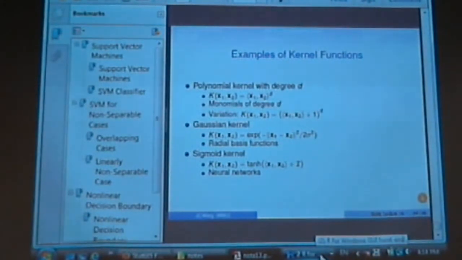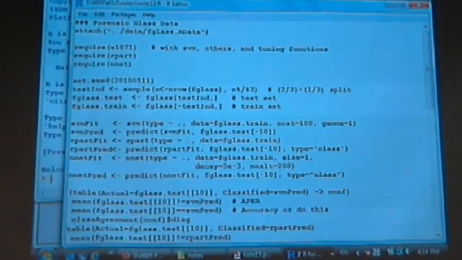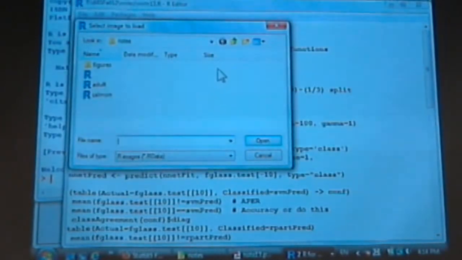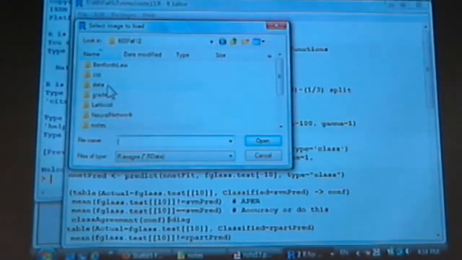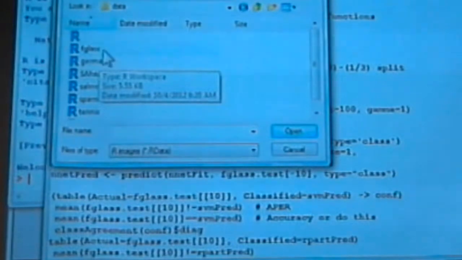Okay. Use this node 13.r. So here, this is the one we're going to see. This one is forensic class data again. So remember, you can either use attach or, as I showed you last time, you can also use load workspace. Load in from whichever data set you have. So here, this forensic class data, this is R data images. Okay. So we can load this in.